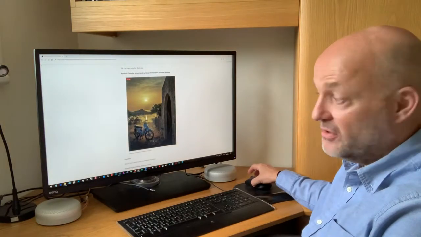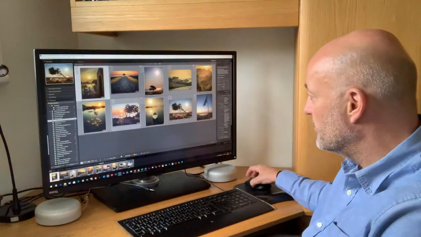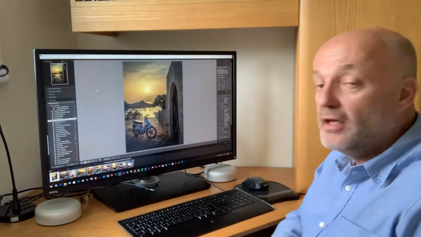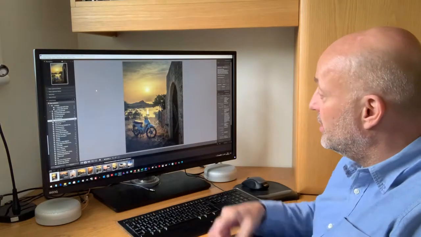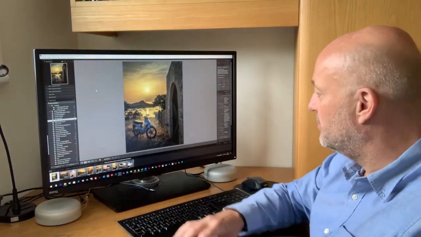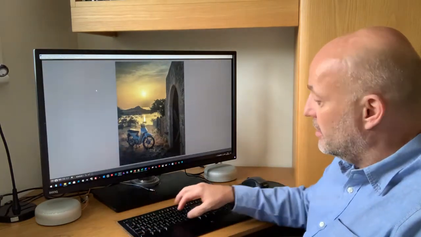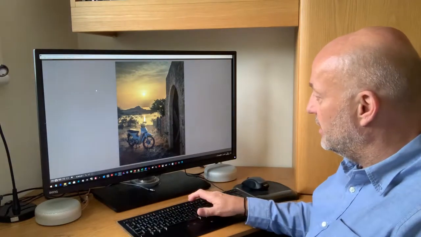In fact, let's go into Lightroom. In true Blue Peter style, here are the images I prepared earlier. Quick tip in Lightroom: if you want to get rid of the bits around the sides, Shift Tab. And if you want to get rid of the lights, L.